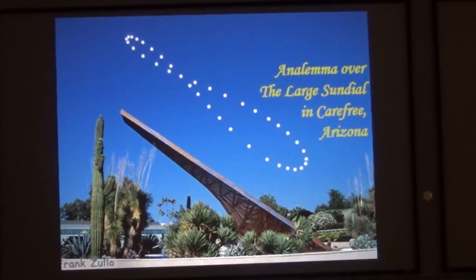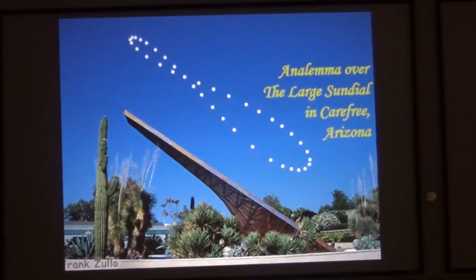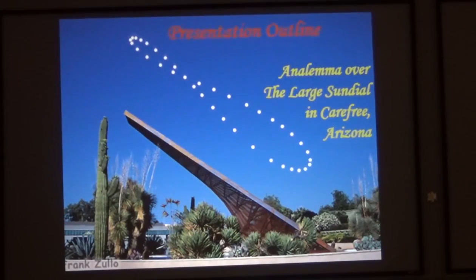That picture would have been taken in the morning when the sun is rising, but you have to take that picture many, many times throughout the year at the same time of day in the morning to get that kind of effect that we call the Analemma. Anyway, this is what we're going to talk about.